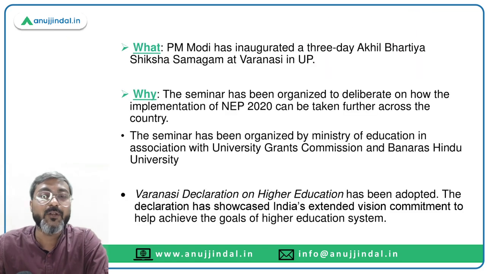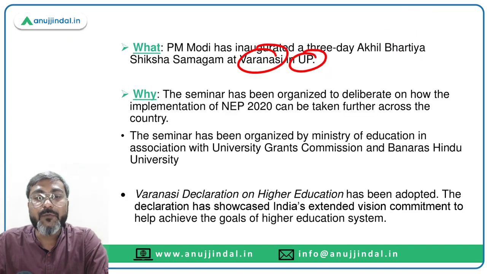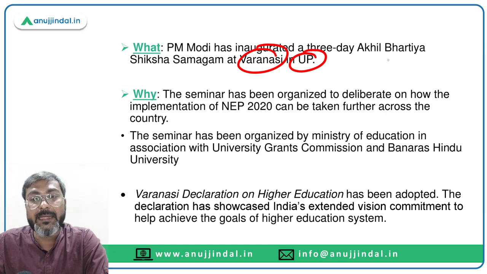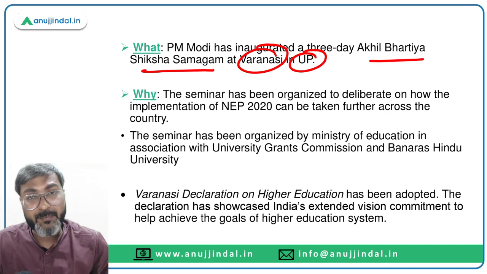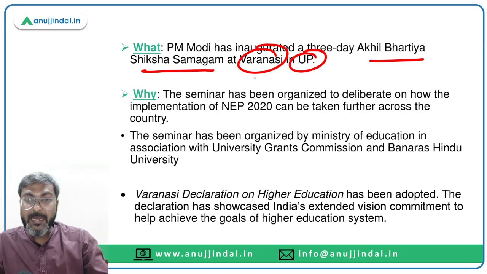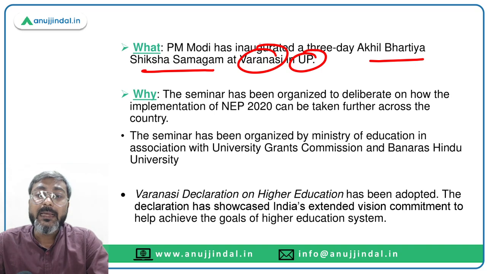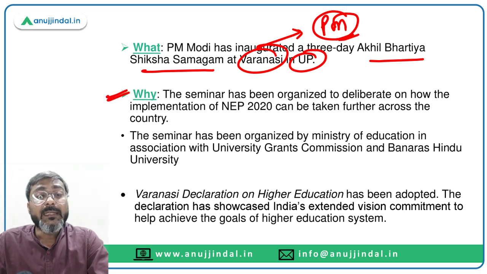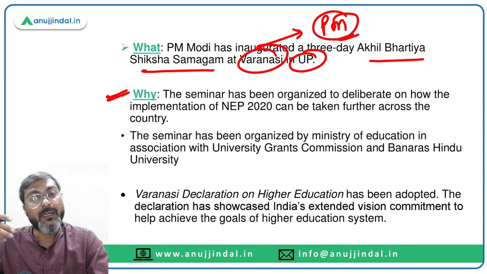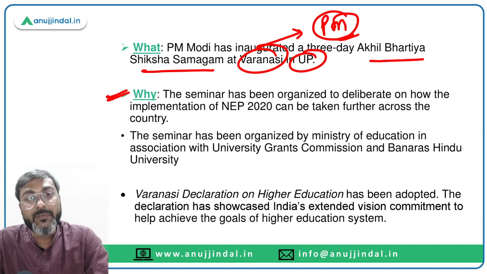So remember, the seminar was organized in Varanasi, which is of course in Uttar Pradesh, and the name of the seminar is Akhil Bharatiya Shiksha Samagam, right? Akhil Bharatiya Shiksha Samagam is the name of the seminar, which was conducted at Varanasi in UP. And if you guys remember, Varanasi is the Lok Sabha constituency of the Honorable Prime Minister of India, right? Now the seminar has been organized to deliberate on how we can go ahead with the proper and effective implementation of new education policy of 2020.